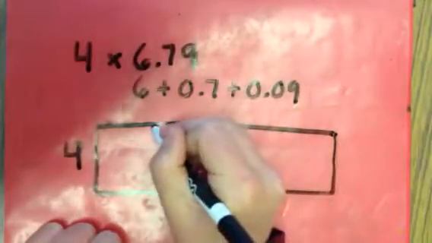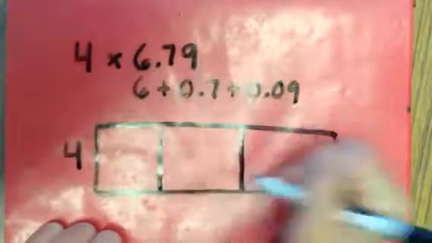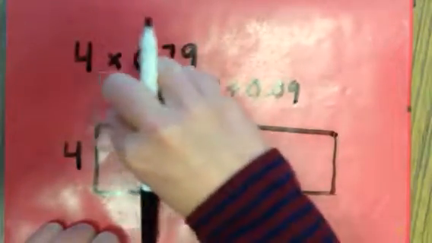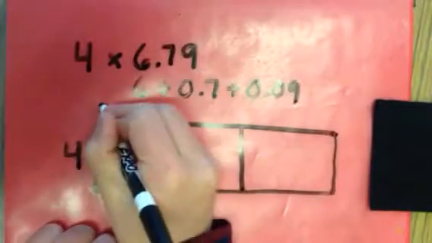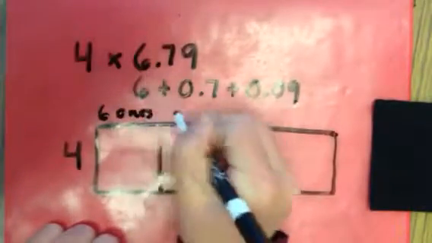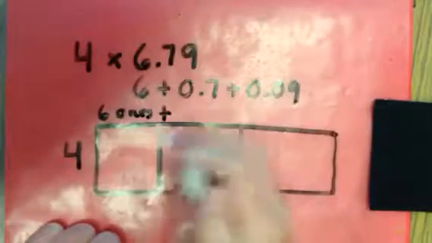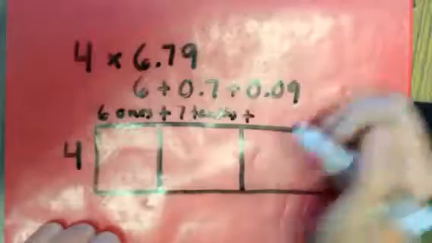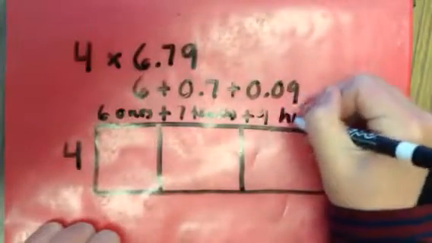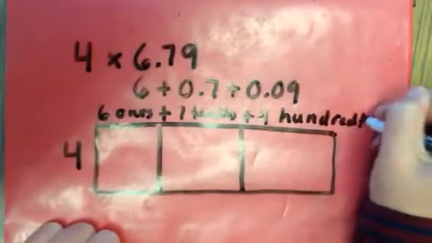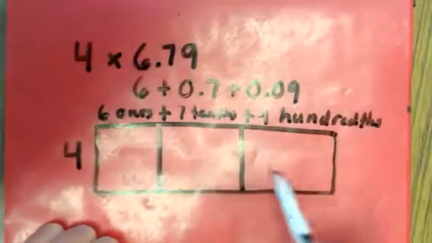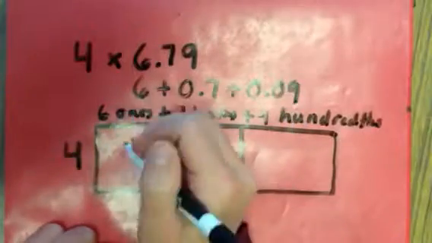So it's very visual. So I have 3 place value parts. I've got 4 times 6. And actually, for decimals, I'm going to go ahead and write 6 ones. Plus 4 times 7/10. Plus 4 times 9/100. And you'll see why I'm using unit form in a minute. Now what I do is I need to find the area of each of these boxes so I can add them together. So I've got 4 times 6 ones.